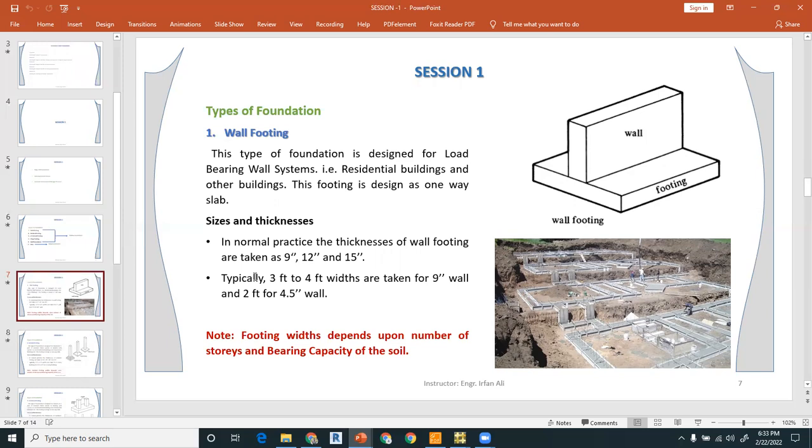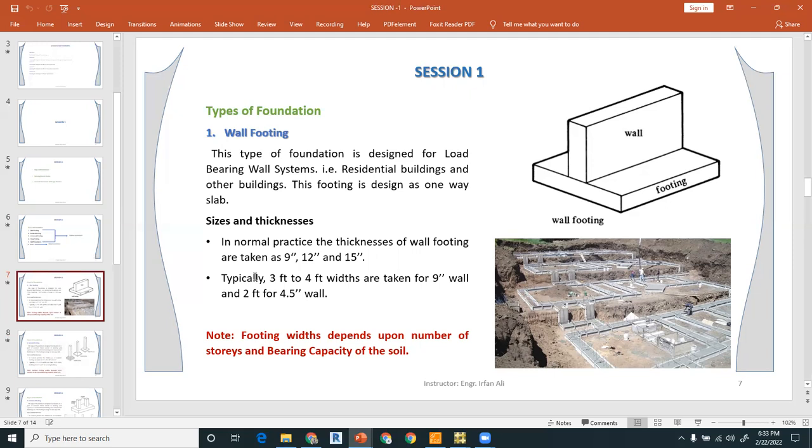Zishan Ahmed, if you have any question. Yes, sir. I just wanted to know, can mat footing have a combination of piles also? Okay, Zishan, please write down any question you have, and at the end of each session we will have our question and answer session. Then you can ask any type of question. Okay, thank you very much.